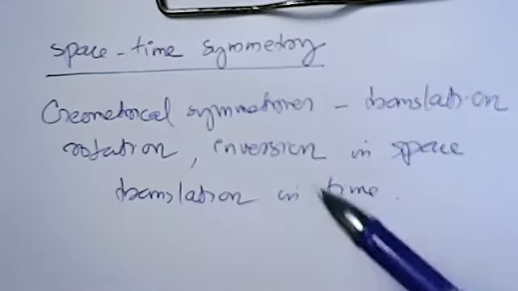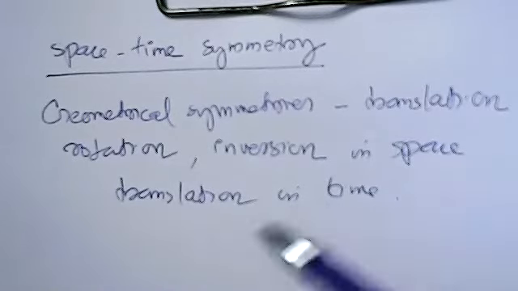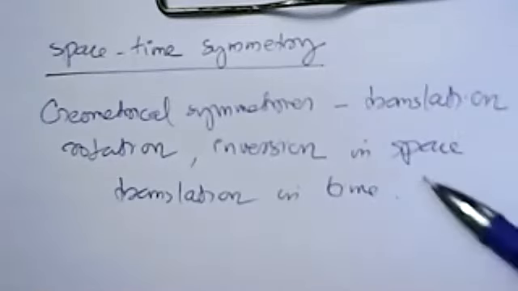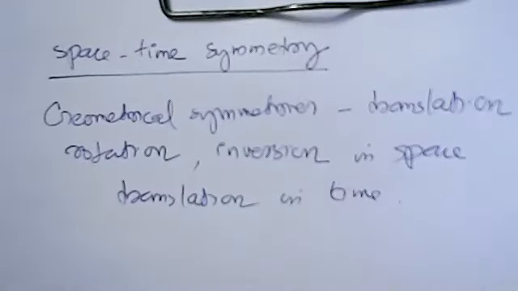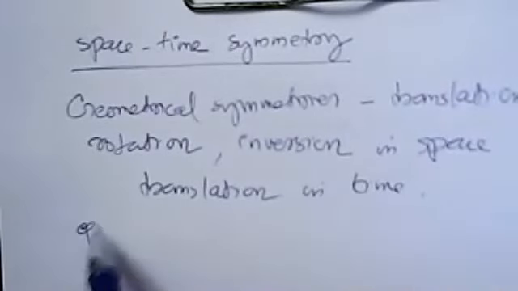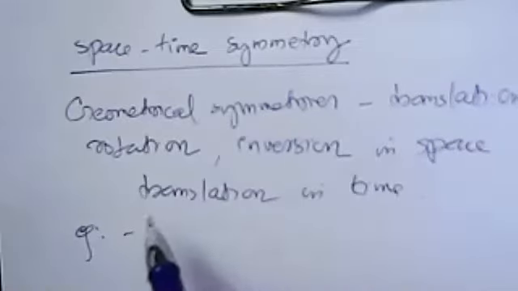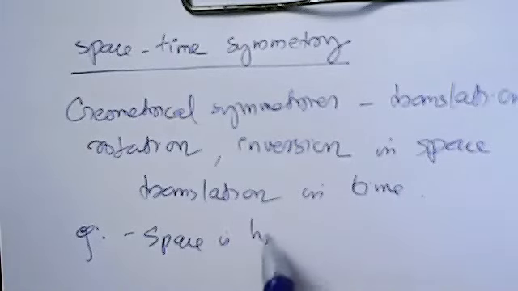You cannot get that, because that is an anti-unitary operator. You cannot go to the past. So only translation in space and time, then rotation and inversion in space. These are the geometrical symmetry operations. The reason for this symmetry is that space is homogeneous.